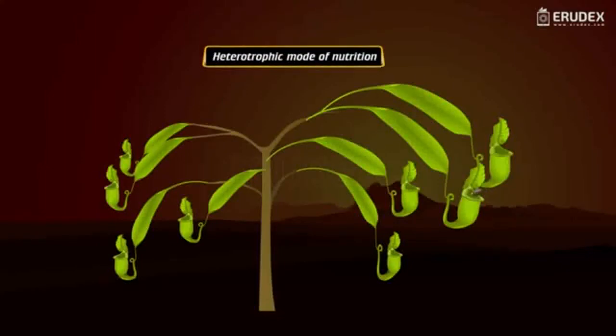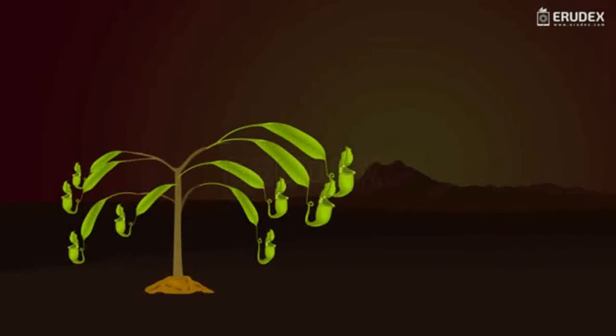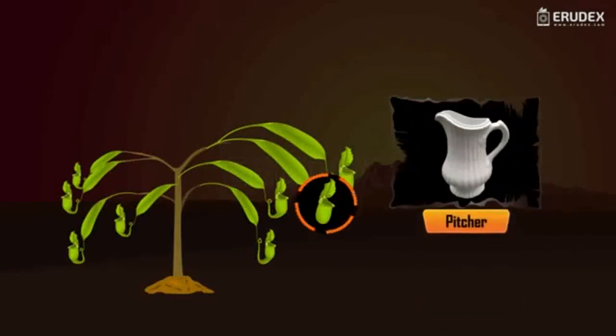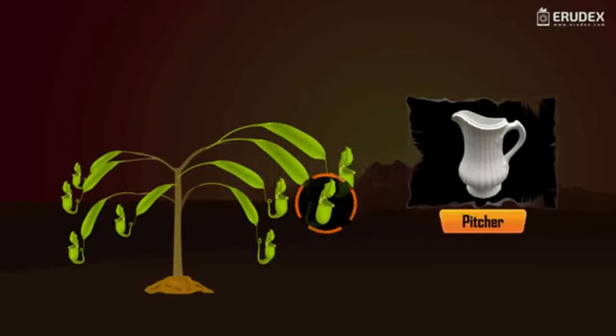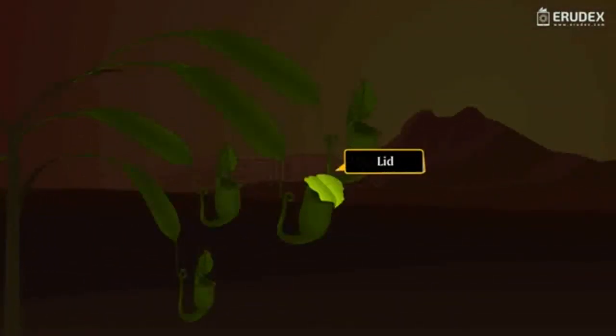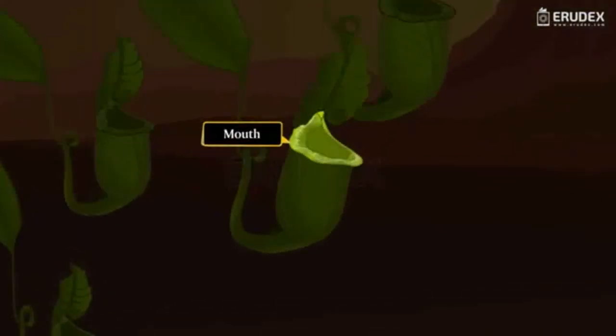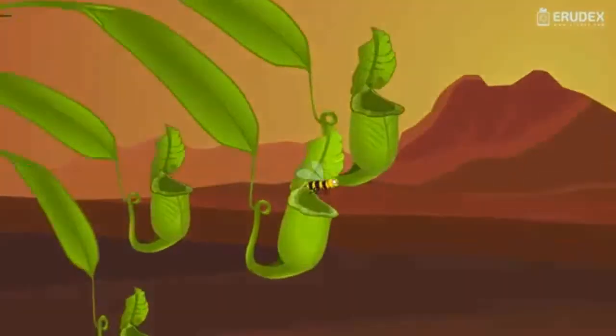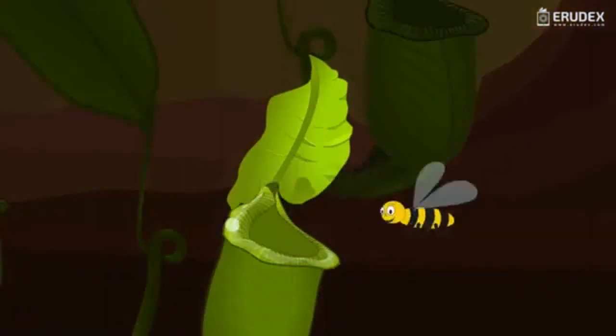An example for heterotrophic mode of nutrition. Nepenthes has some leaves which are modified into pitcher-shaped structures. The apex of leaf forms the lid, which is flexible to open and close the pitcher. Mouth of the lid is sticky with some hairy outgrowths. The sticky secretion shines to attract the insects.